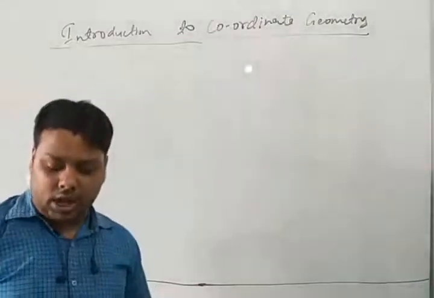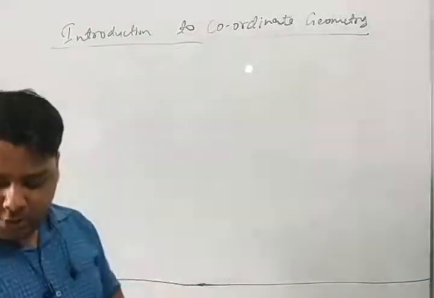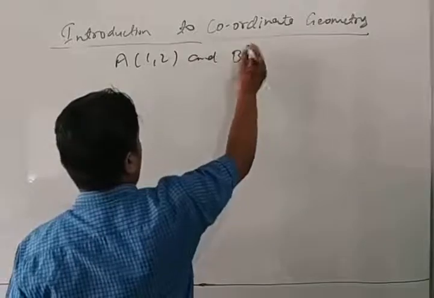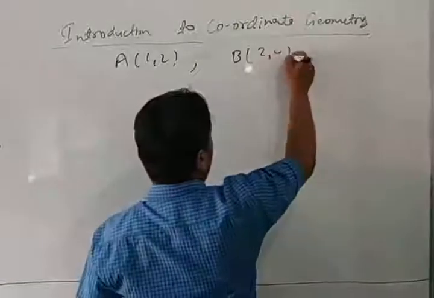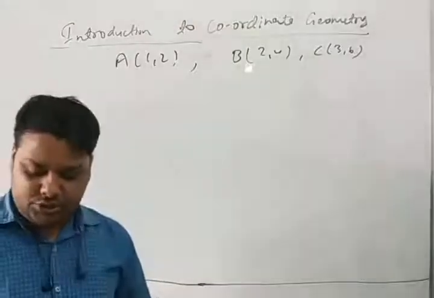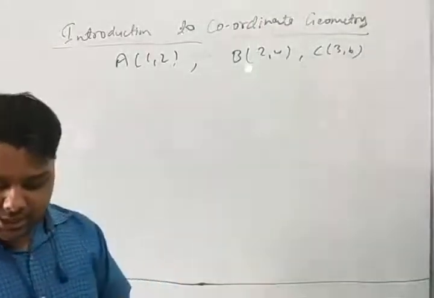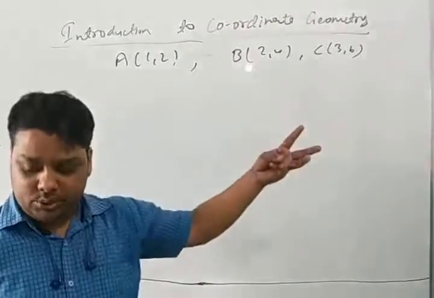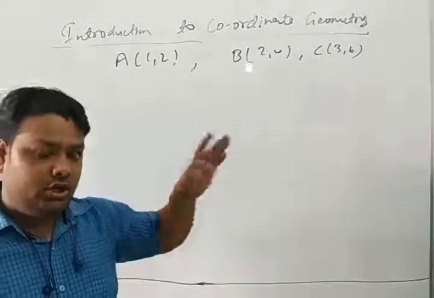Now we will discuss how to plot some points on graph paper. There are 3 points given: A (1, 2), B (2, 4), C (3, 6). And there are 3 questions. The first question is to plot these on graph paper. Second, do all the 3 points lie in a straight line? Third, if we produce BA onwards, does it pass through the origin or not? Let's see.